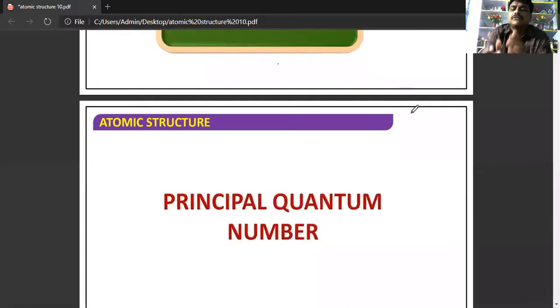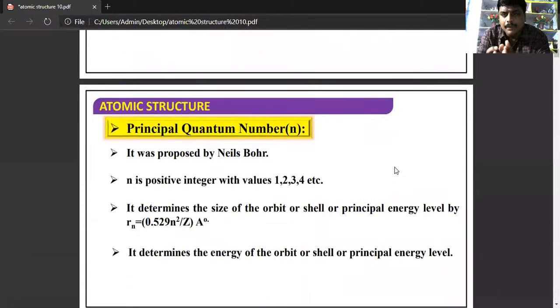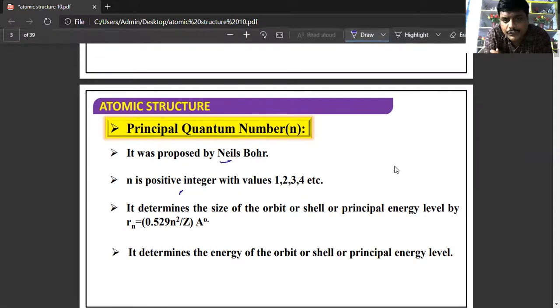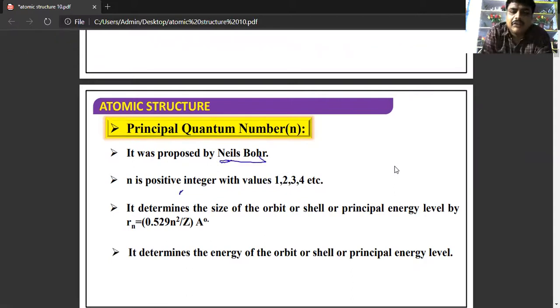Dear students, in this class we will discuss the different quantum numbers. There are four quantum numbers: principal quantum number, azimuthal quantum number, magnetic quantum number, and spin quantum number. First we will discuss the principal quantum number. It was proposed by Niels Bohr, and it is denoted by the values 1, 2, 3, 4.